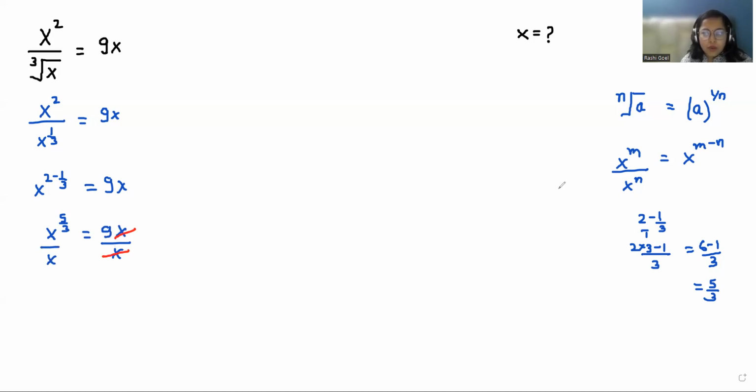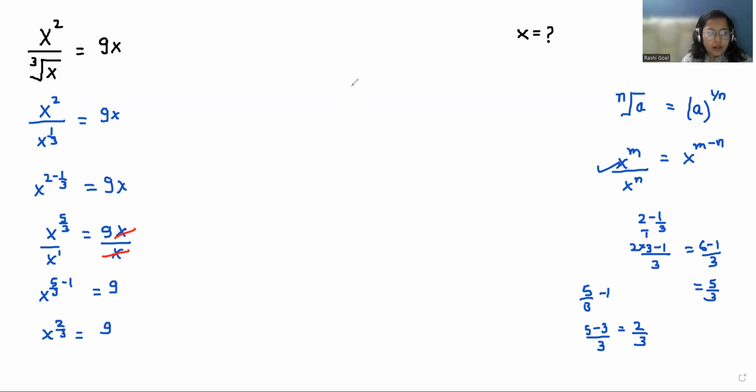Now again I'm going to use this rule. So here x power 5 by 3 minus 1 is equal to 9. So 5 by 3 minus 1, if we take the LCM, 5 minus 3, that is 2 by 3. So x power 2 by 3 is equal to 9.